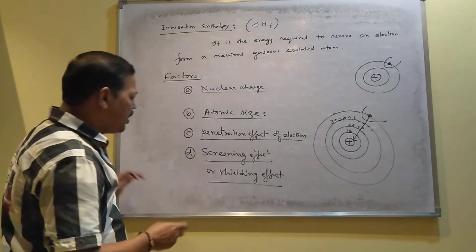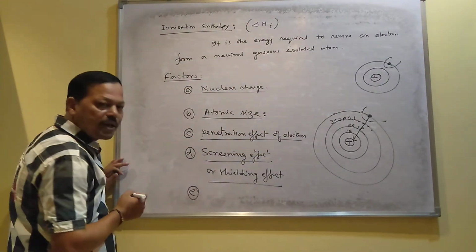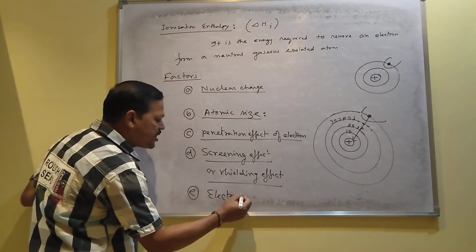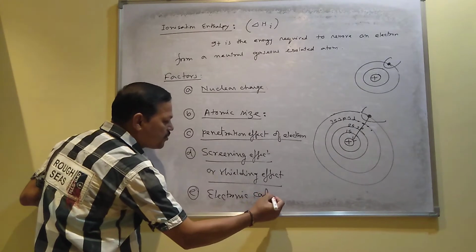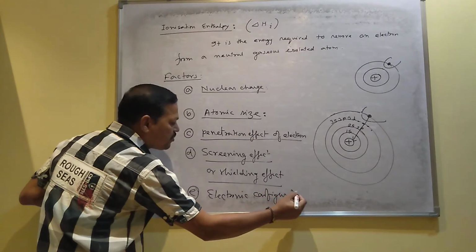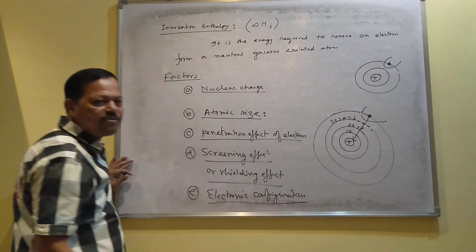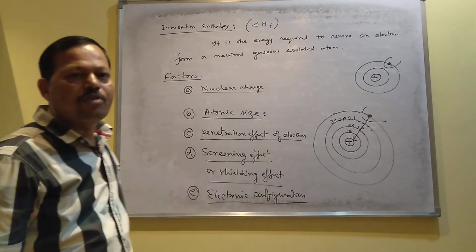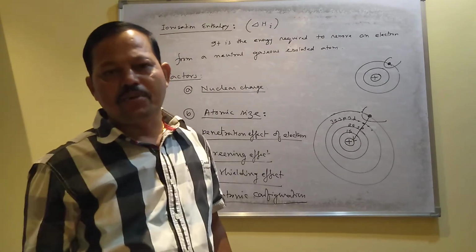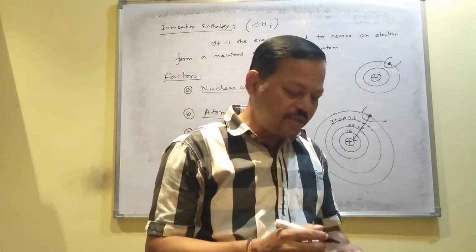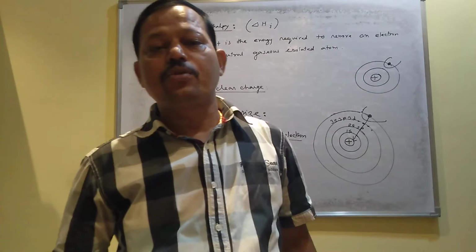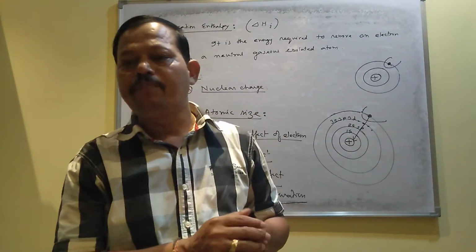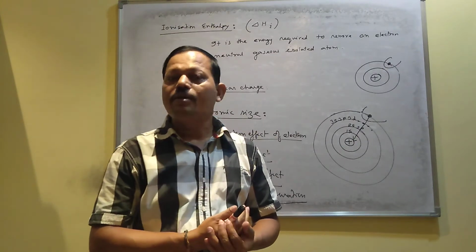And last, factor number E: electronic configuration. This is the main factor. Already you have got the electronic configuration. You know some electronic configurations are called stable electronic configurations. What type of electronic configurations are stable? Those which contain half-filled p, half-filled d, fully filled p, or fully filled d orbitals are stable.